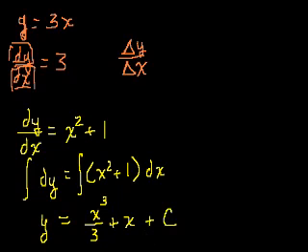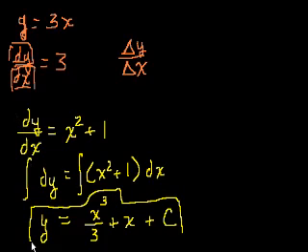And where does the c come from? Well, we know that when we take the derivative of a constant, it goes to 0. So when you take the antiderivative, we're like, well, there could have been a constant there. And that's where that plus c comes from. So this is the general solution. This is the general solution to this differential equation.